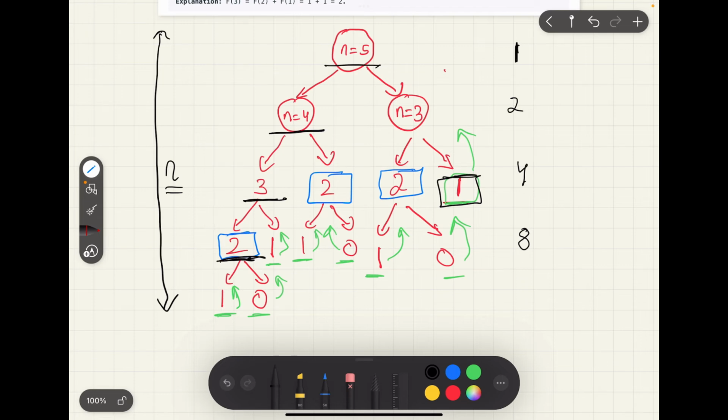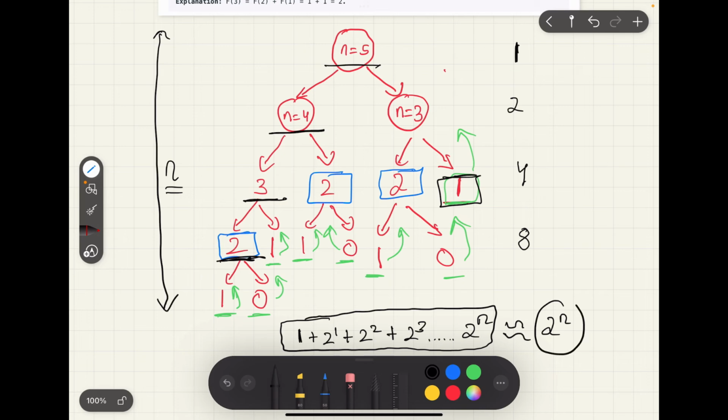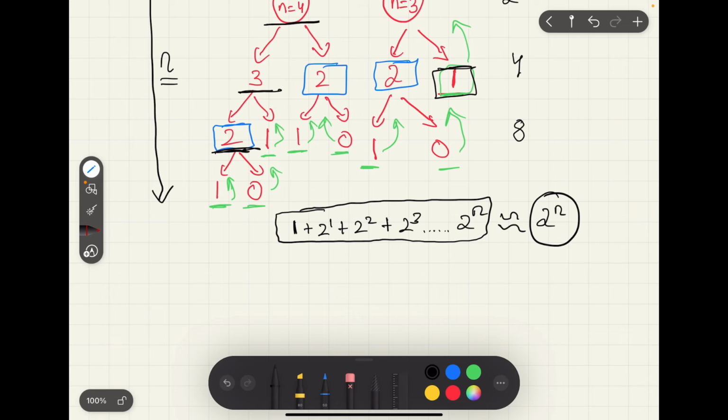So if I say what the total number of nodes is going to be, it is something like 1 plus 2 raised to power 1 plus 2 raised to power 2 plus 2 raised to power 3 till 2 raised to power n. Now this is a very common GP, and we can very easily say that the sum of this GP is approximately going to be equal to 2 raised to power n. Actually, it's going to be less than 2 raised to power n.